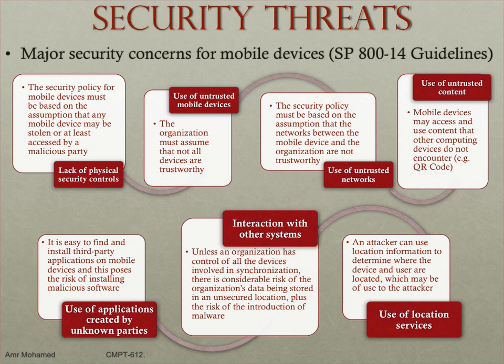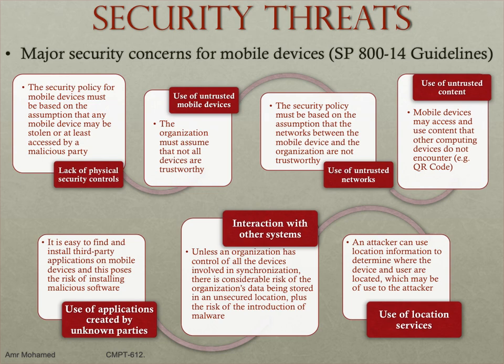So here we talk about lack of physical security controls. The security policy for mobile devices must be based on the assumption that any device may be stolen or at least accessed by malicious parties. This also refers to physical attacks. If you have your wireless device unattended, somebody might have physical access to it, and they can use it to launch attacks on the network.